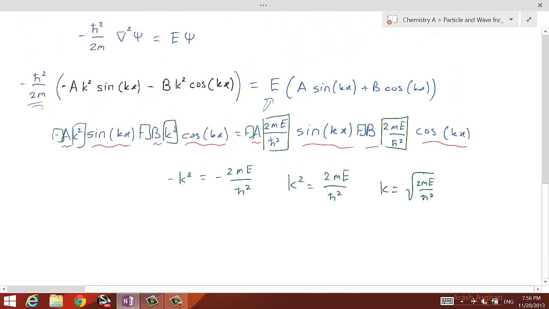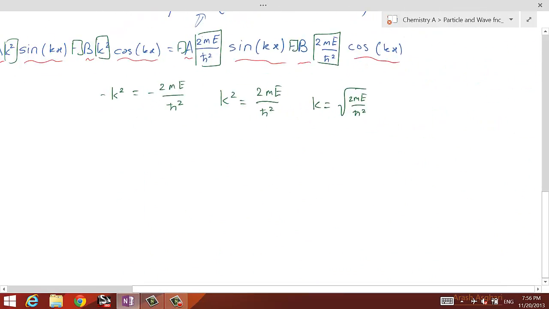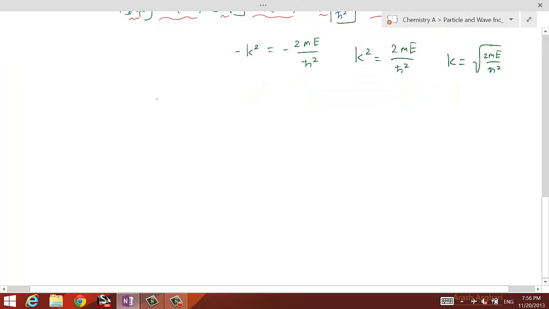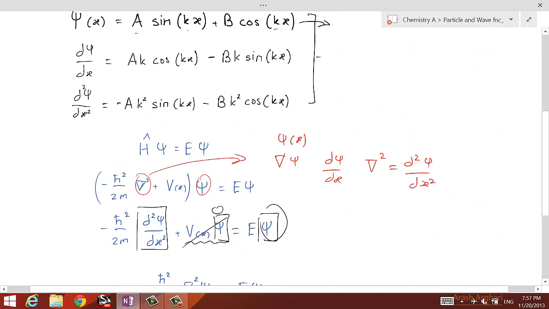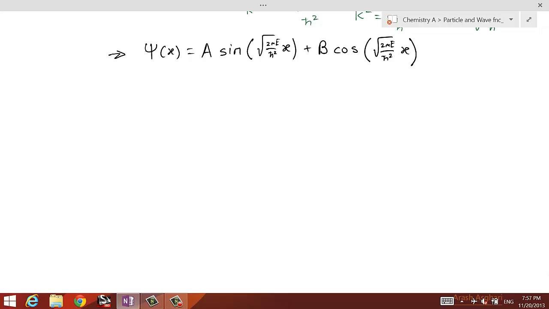Now, at first my function had a lot of unknown constants, right? Now we know some constants, so I will substitute it in. Now my function psi of x, which is time independent, is A sine of the square root of 2me over h bar square times x, plus b, which is another constant, cosine of the square root of 2me over h bar square times x, right? This is my current equation.